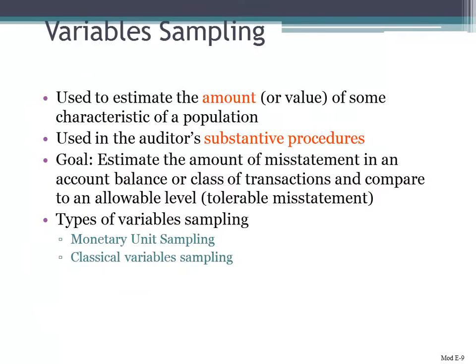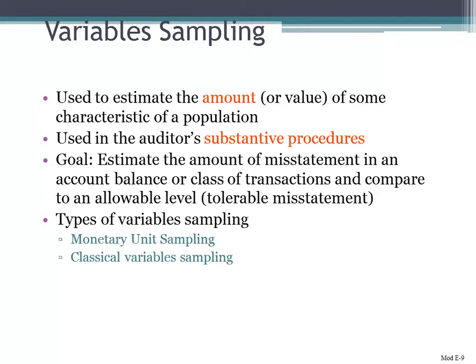We'll talk about variable sampling next week, but basically variable sampling estimates the amount or value of some characteristic of a population. So that's the difference. You're looking at the amount or value of something, whereas attribute sampling is looking at attributes and internal controls. We use variable sampling with substantive procedures, because with substantive procedures we're testing detail balances, or amounts about the transactions. We might look at a specific transaction amount or value of that transaction.